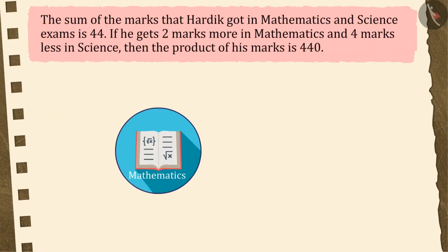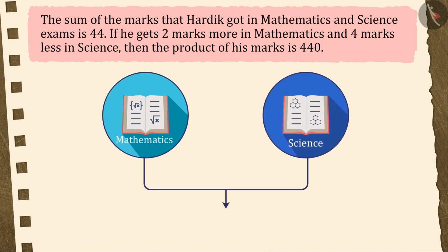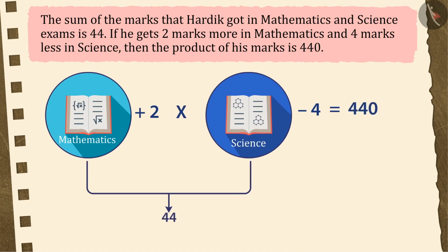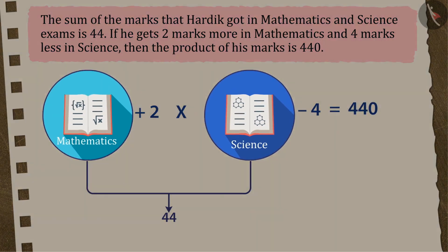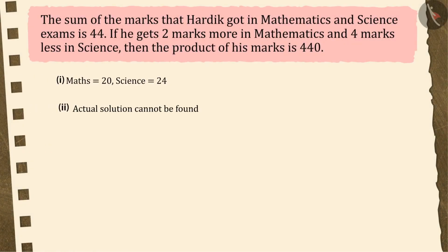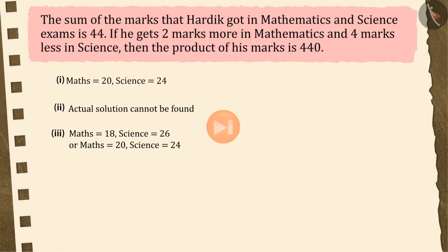The sum of the marks that Hardik got in mathematics and science exams is 44. If he gets 2 marks more in mathematics and 4 marks less in science, then the product of his marks is 440. Can you find out marks he got in each subject? Pause the video to solve this question and then check your answer.